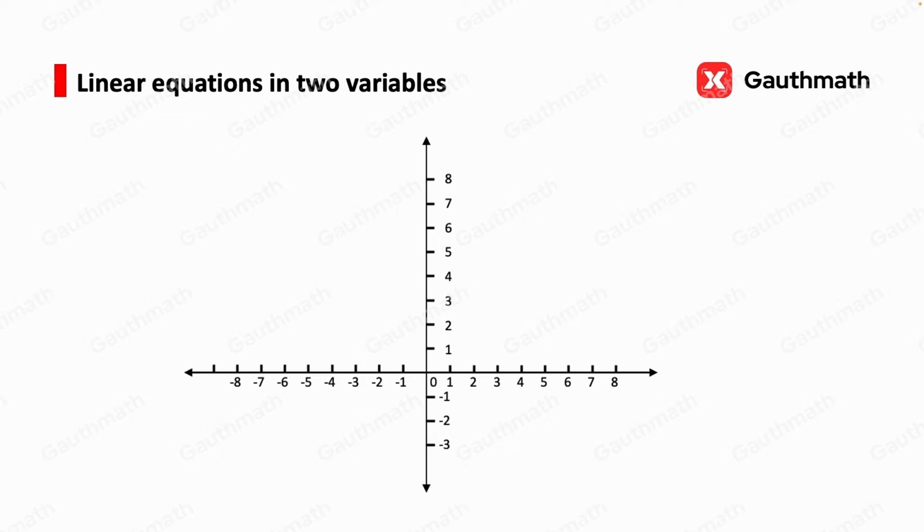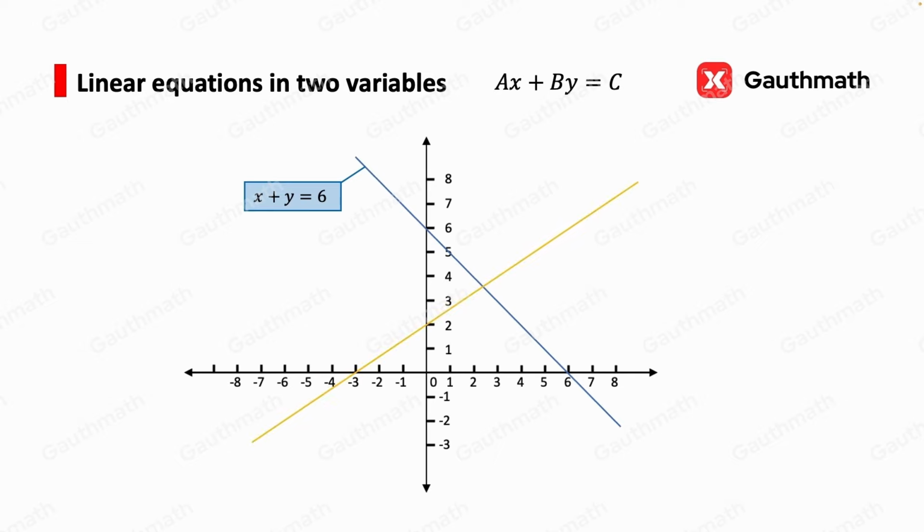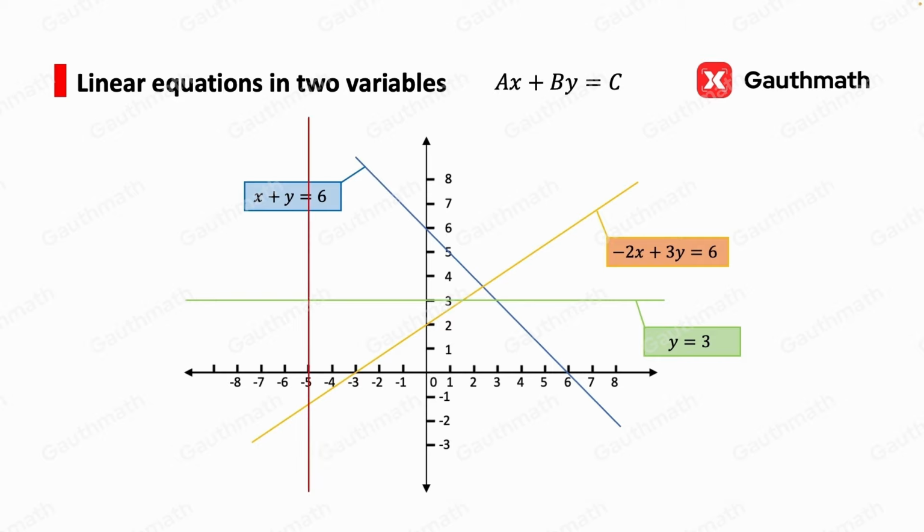Here are more examples of linear equations in x and y written in the form ax plus by equals c. We have x plus y equals 6. Another one, -2x plus 3y equals 6. When a equals 0 in the form, the linear equation turns into by equals c, and the graph of it is a horizontal line. The line y equals 3 is an example. When b equals 0 in the form, the linear equation turns into ax equals c, whose graph is a vertical line. Here x equals -5 is an example.